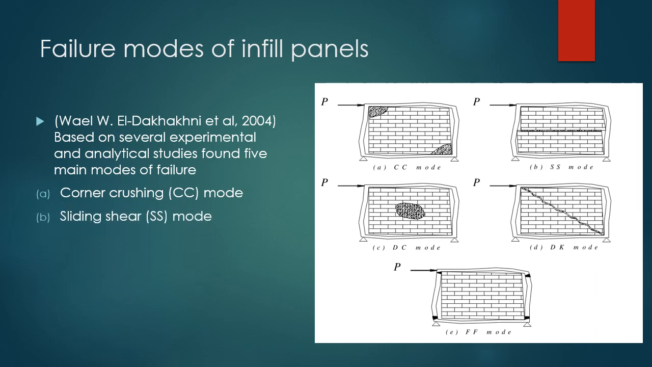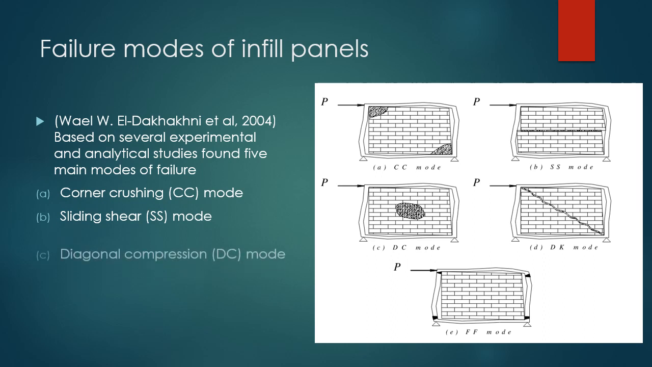The next mode is sliding shear mode, which represents horizontal sliding shear failure through the bed joints of a masonry infill, as shown in figure B. It's usually associated with weak mortar joints and a strong frame.